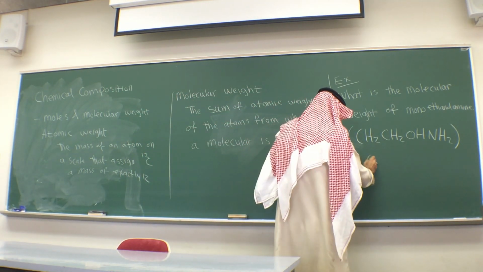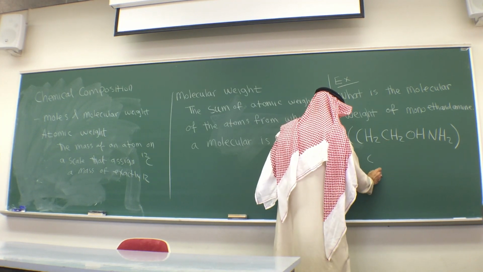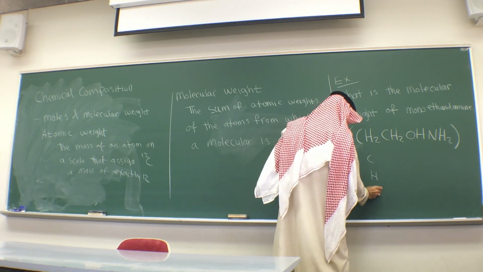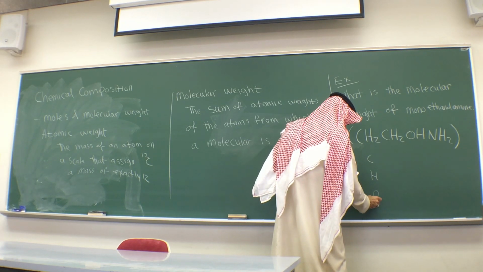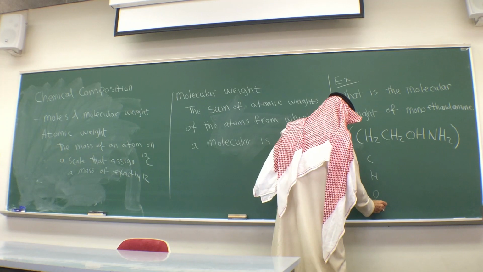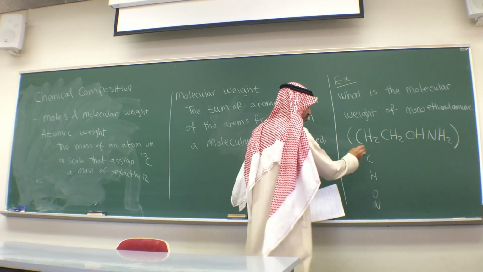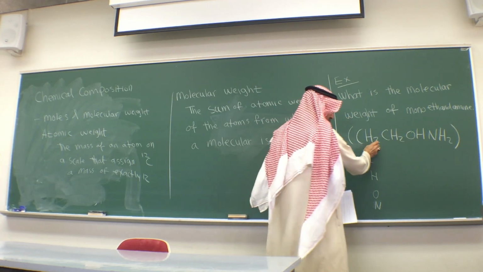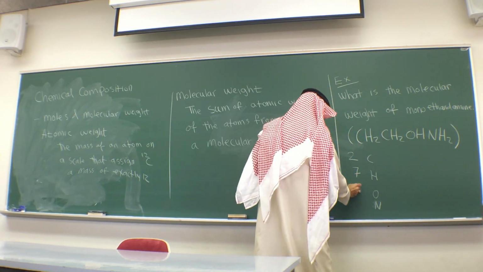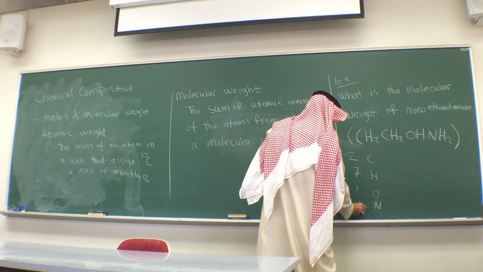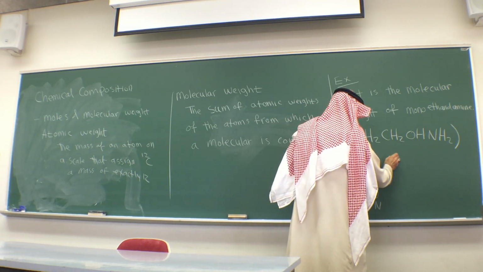I have C, I have H, I have O, I have N. How many C do I have? Two. How many H? Seven. How many O? One. How many N? One.